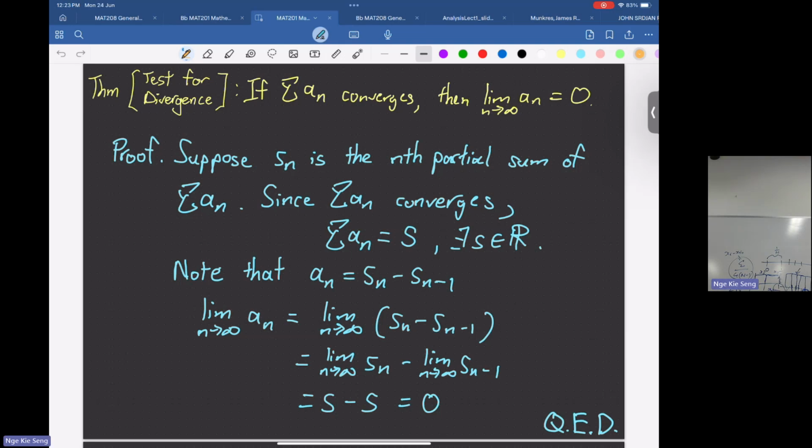So why does this one say test for divergence, but the statement inside doesn't have divergence? Why is this name called test for divergence, while this statement doesn't have divergence inside here?